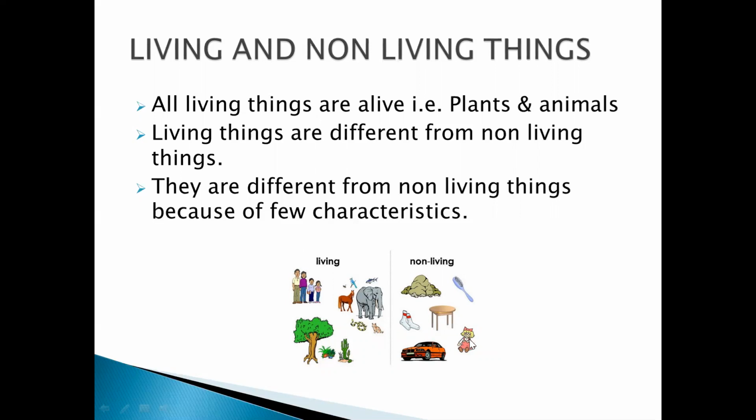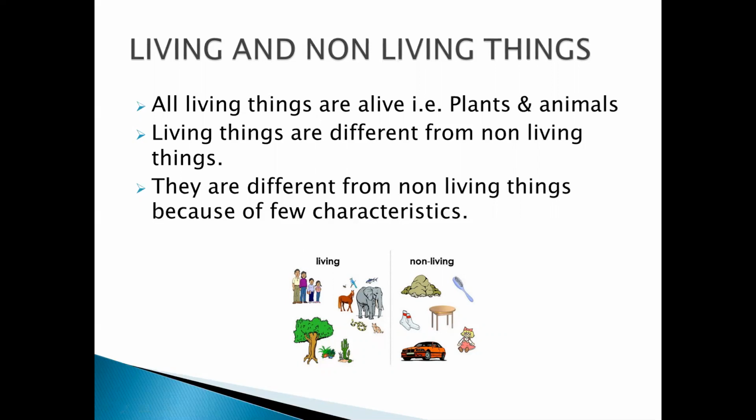So on which basis do we say that living things are different from non-living things? Can't we say this stone is a living thing? Why can we not say this tree is a non-living thing? How are they being differentiated? Let's see the difference on the basis of certain characteristics or certain features.